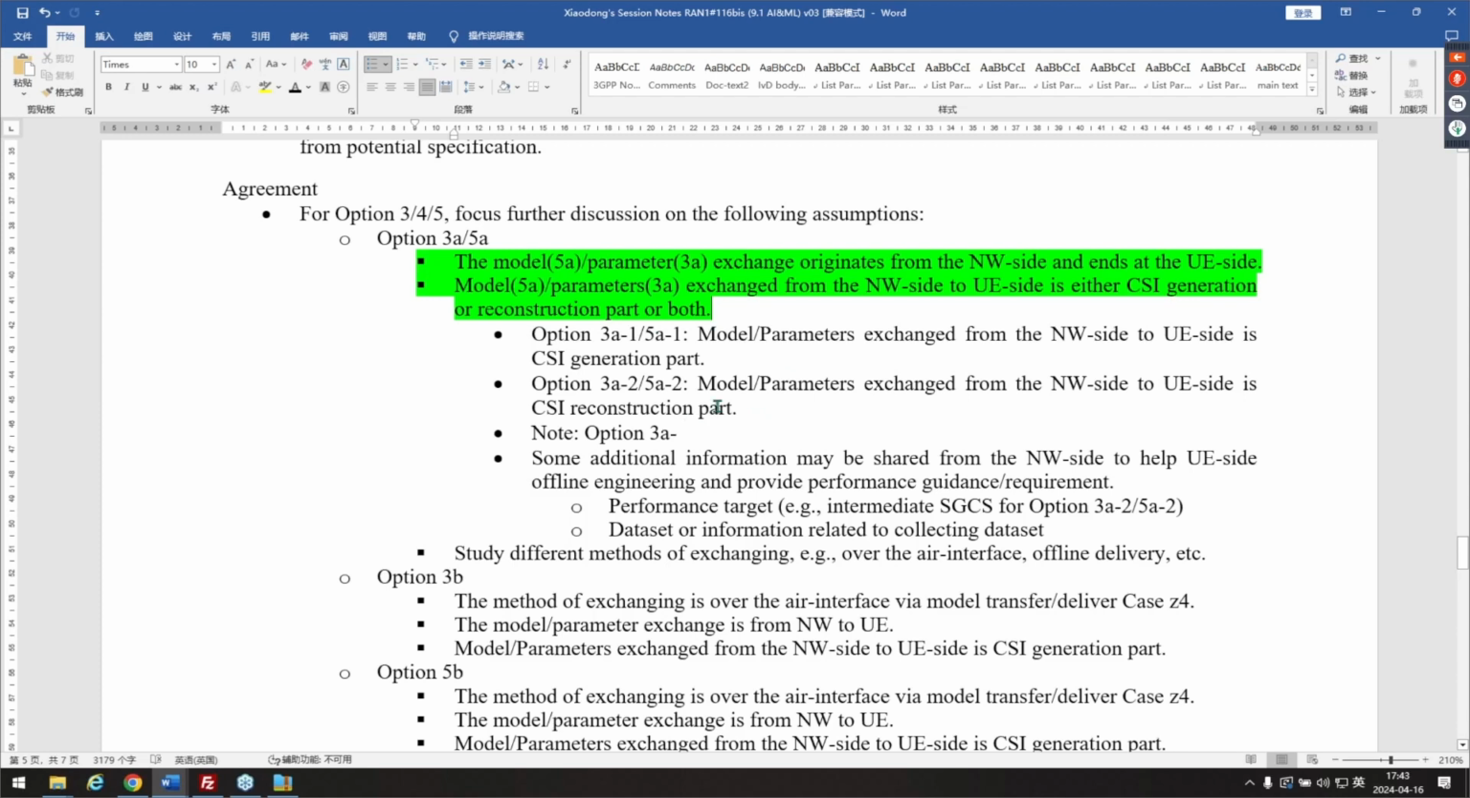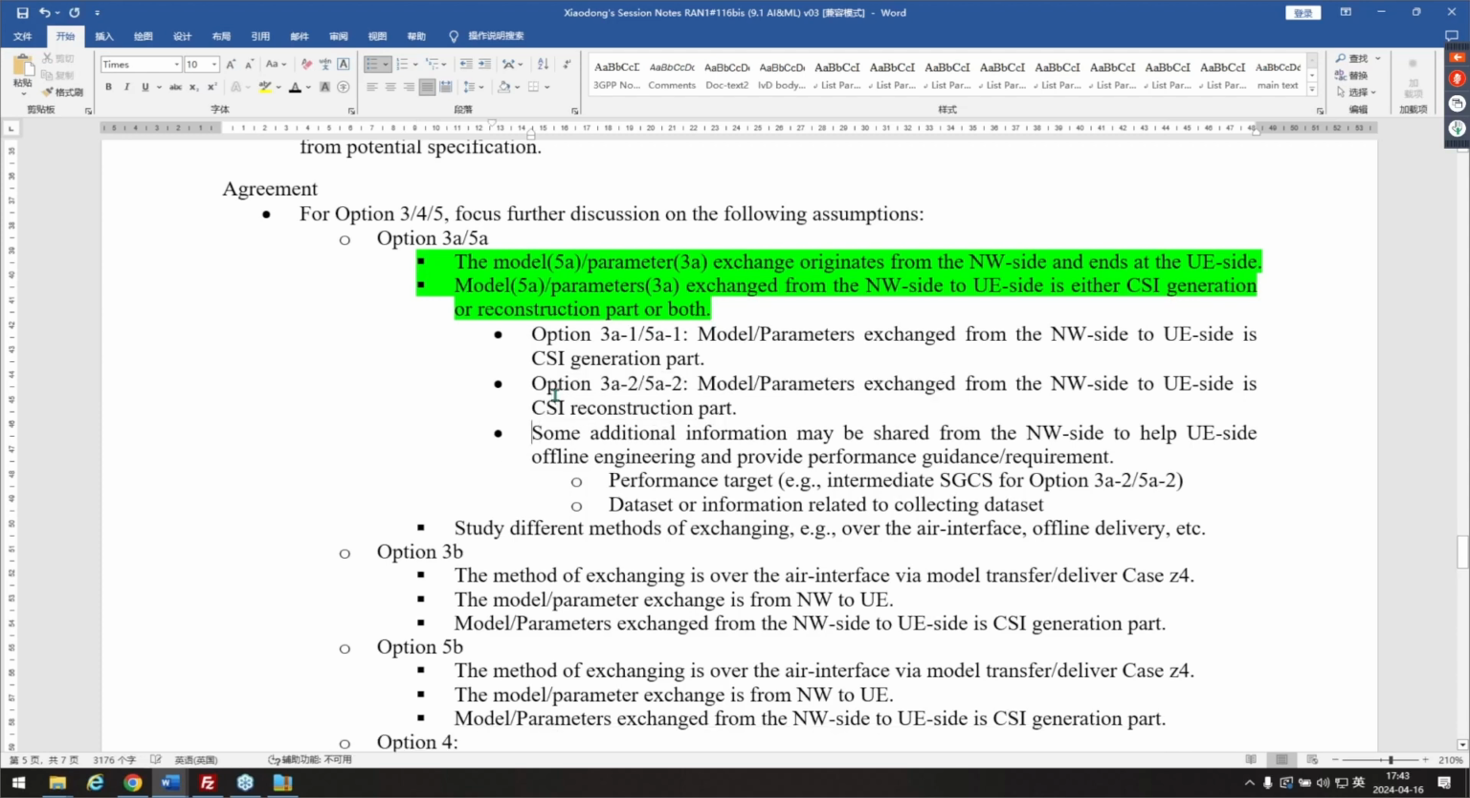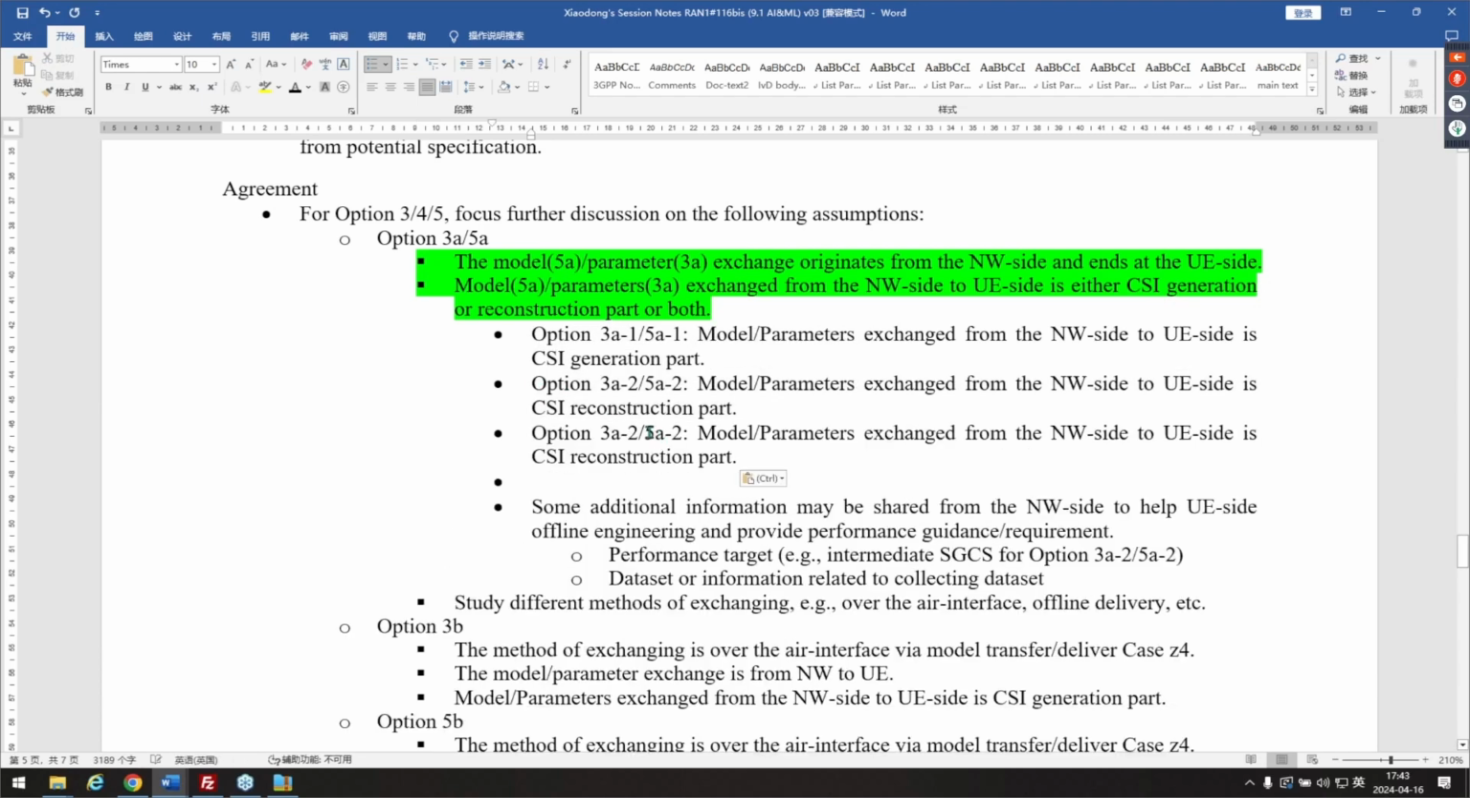Okay, so then we don't need this note, right? No, sorry, Chairman. If we don't list the options, then in the performance target bracket there is a mention of 3A-2, 5A-2, and we don't know what it is. So maybe you can just list the options. That should be fine. Give you another option, 3A-3, 5A-3: model parameters exchange from network side to UE side. It's both the generation part and the reconstruction part.